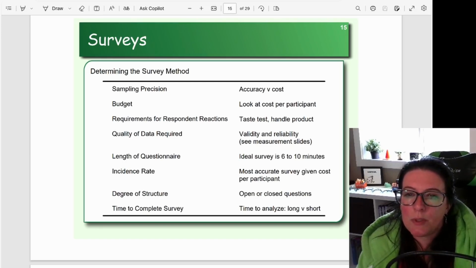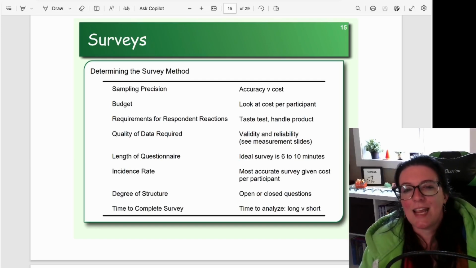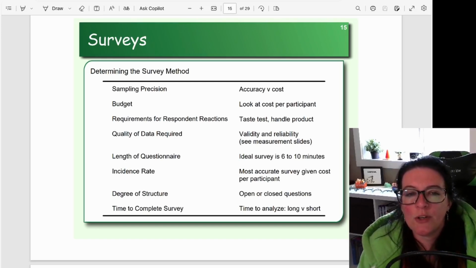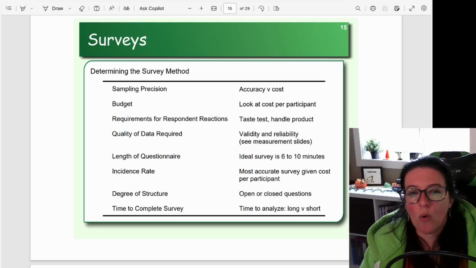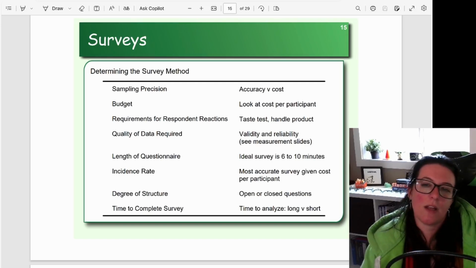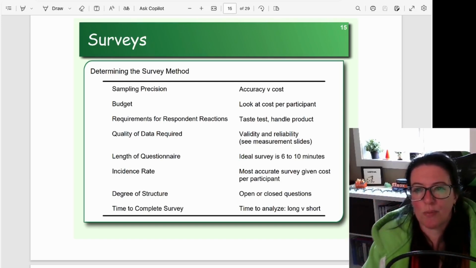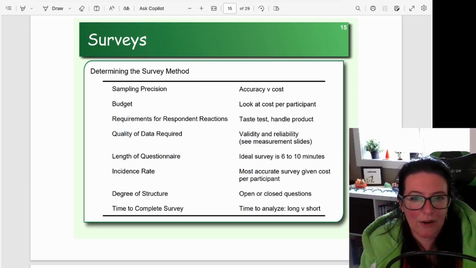If you want people to do a taste test, to handle a product, they need to feel something, taste something, then you want to do either the door-to-door or a mall intercept. So something where you are in face-to-face contact with them and have a little bit of time to have them inspect whatever that product or prototype or whatever they're considering.